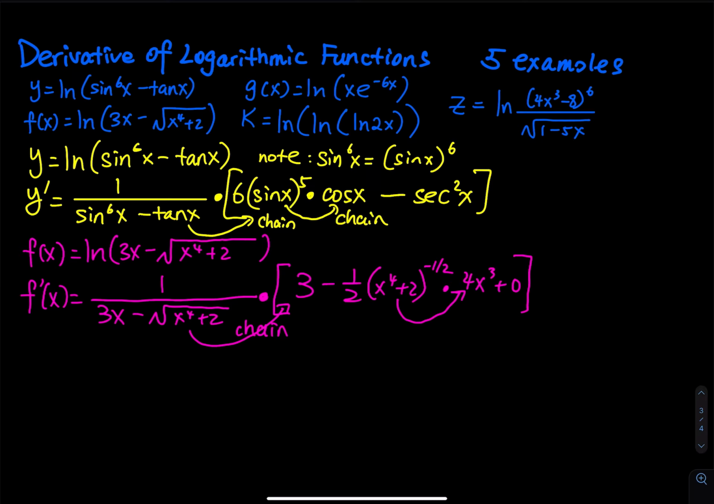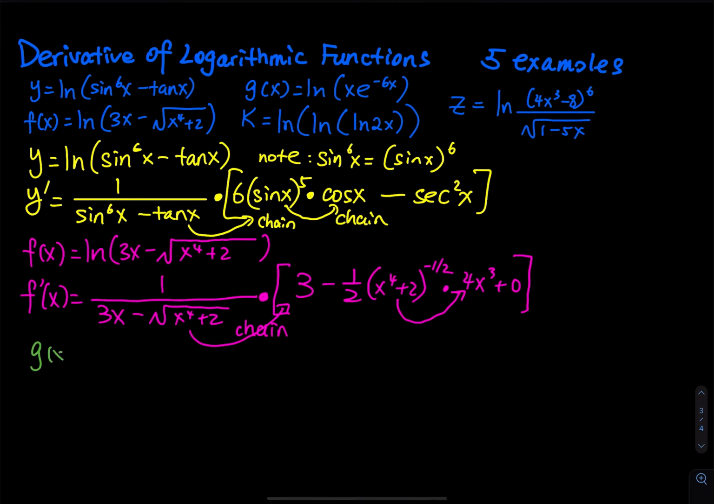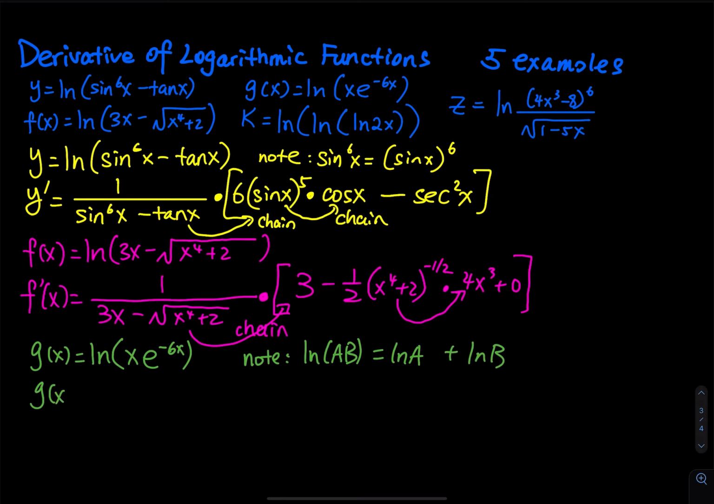So for the next problem, we have g of x equals ln of x times e to the negative 6x. So this one I have to remind you, there is a formula for ln. For ln of a times b, for multiplication, you have ln a plus ln b. So you can break this down into 2 ln. So the first term is ln x, and then plus ln e to the negative 6x.